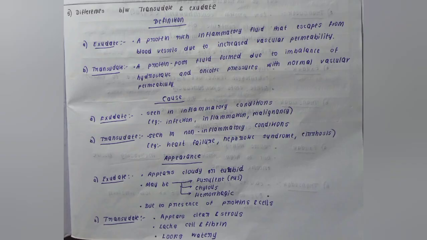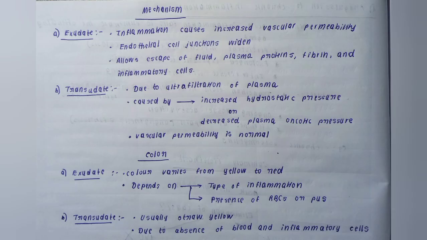Now coming to the transudate appearance, it appears clear and serous because it lacks cells and fibrin, and it looks watery. Then mechanism of exudate: we discussed this even at the start of the video, that vasodilation, then vascular permeability, endothelial cell junctions widen, so the fluid escapes along with plasma proteins and fibrin. That's why it is a protein rich fluid.